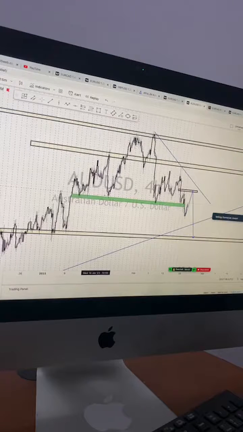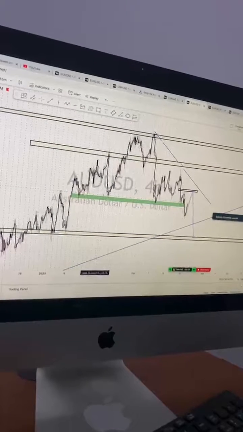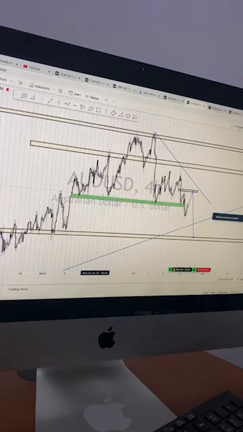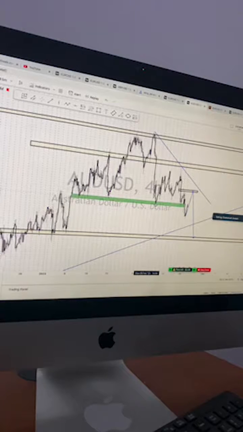So this is support. Please, if you have your sound, can you help reduce it? So this is the support. This is another support.